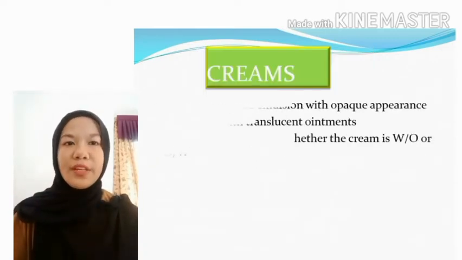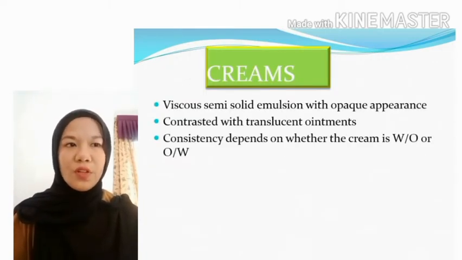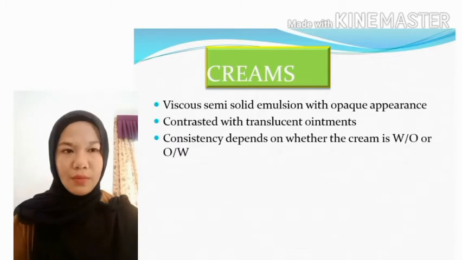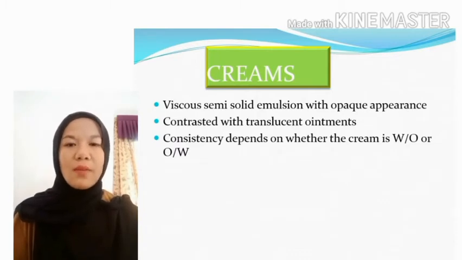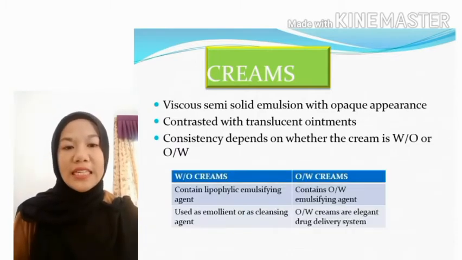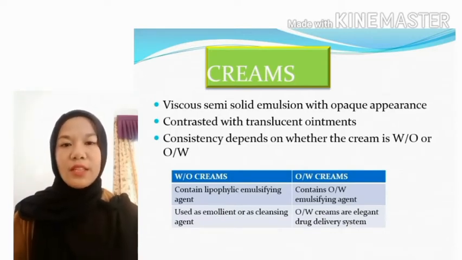Cream is a viscous semi-solid emulsion with an opaque appearance, contrasting with translucent ointment. And cream has 2 types, which are W/O creams and O/W creams. W/O creams act as a cleansing agent, meanwhile O/W creams are an elegant drug delivery system.